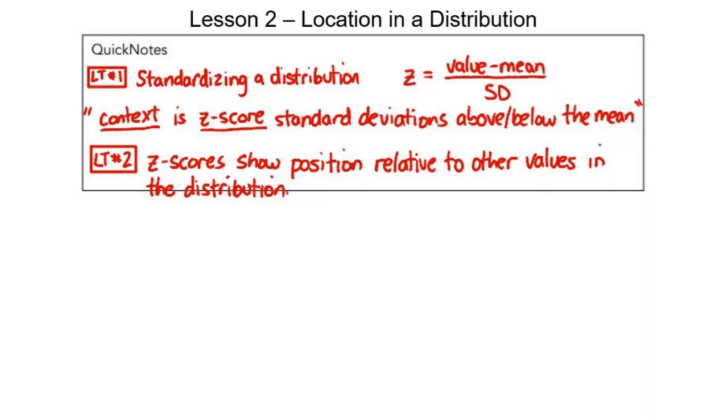Interpreting this in context, whatever your z-score is, that's how many standard deviations above or below the mean. That's the meaning of that score. And then z-scores show our position relative to other values in that distribution. So again, think of the psychology and the biology test. Relative to the other people in that class, relative to the other people in that distribution, she did pretty well.